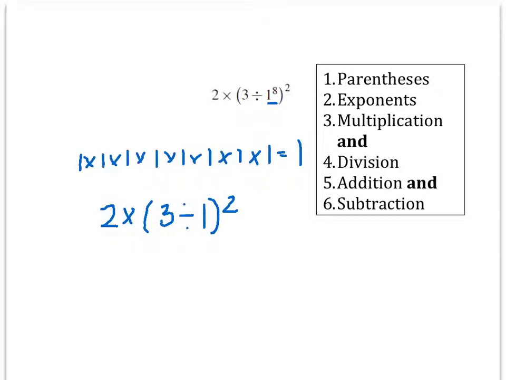Now I do the rest of what's in parentheses, which is 3 divided by 1, and I know that's going to equal 3. So I have 2 times 3 squared now. Now I'm moving on to exponents since I did the parentheses. My exponent is the 2, or 3 squared, which I know 3 times 3 is 9. So now I have 2 times 9. No more exponents, so I move on to multiplication and division, and I have 2 times 9, and I know that's going to equal 18. And that's my final answer. There's no more computations to solve.